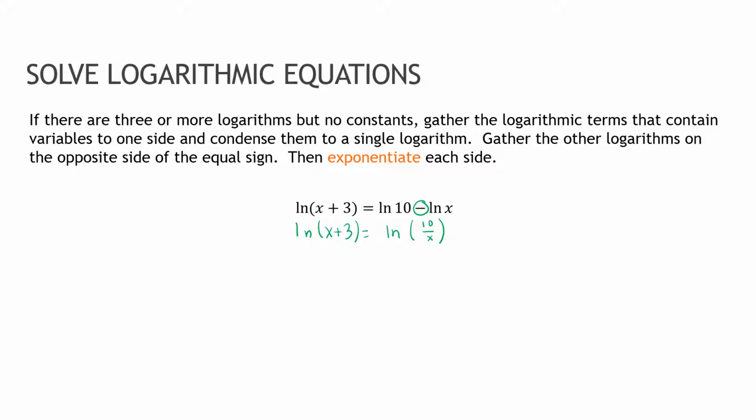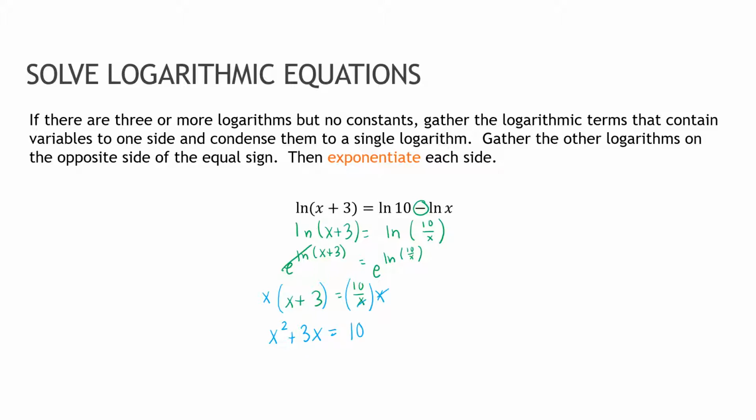That's the quotient rule. And now I can take e to the natural log of x plus 3 and take e to the natural log of 10 over x. So that gives me x plus 3 on the left, and it gives me 10 over x on the right. And we've probably done a question like this, but it's been a while. I don't like to have that x on the bottom, so I'm going to take everything times x so that I don't have to deal with a fraction. That's going to give me x squared plus 3x, and on this side I'll have equal to 10.